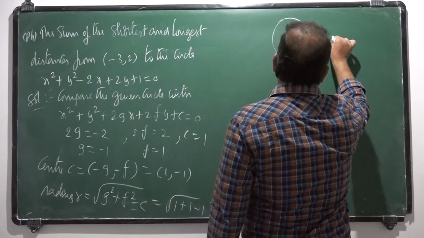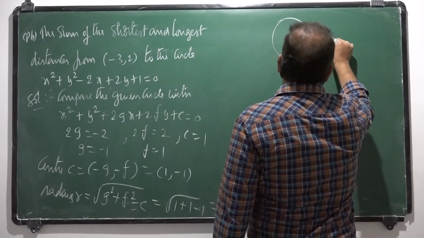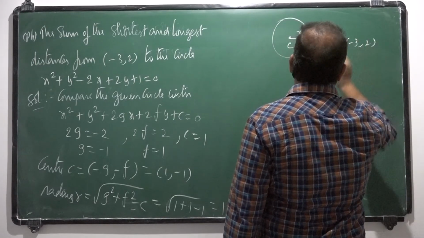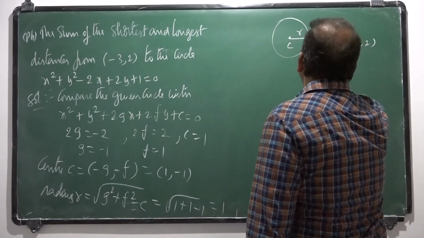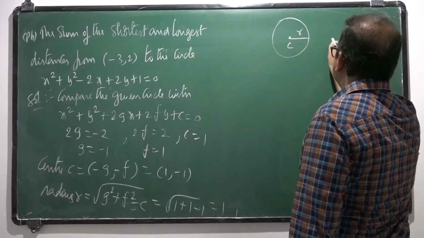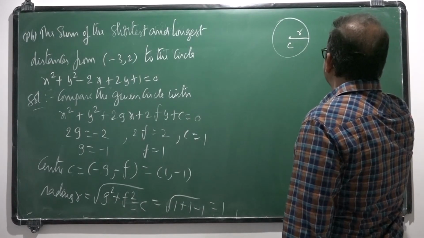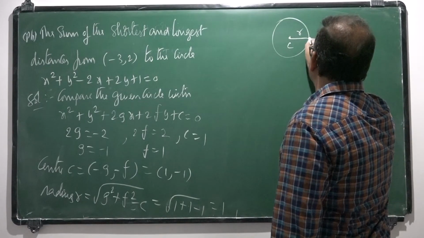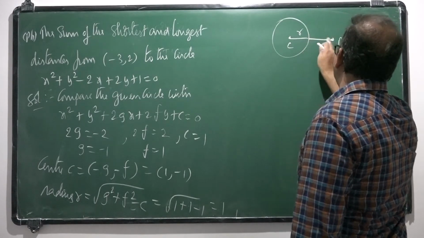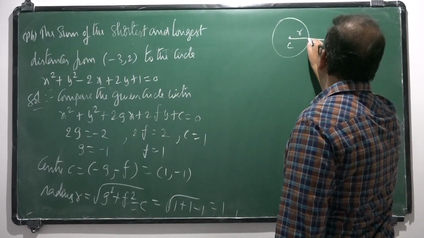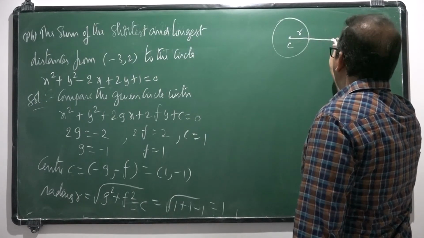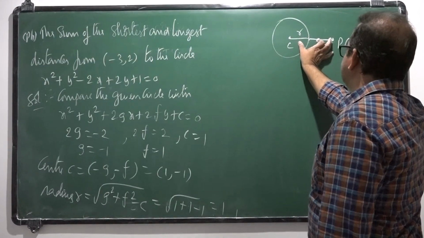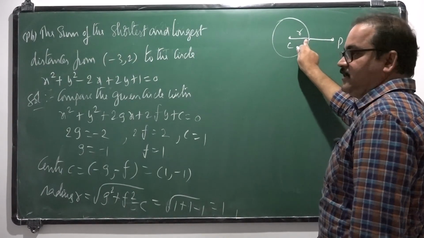Suppose P is any point, and (-3, 3) is the given point. Now we find the shortest distance from this point to the circle. This distance is called the shortest distance. How to find this distance? First we find this CP value, and from this CP we subtract the radius R.